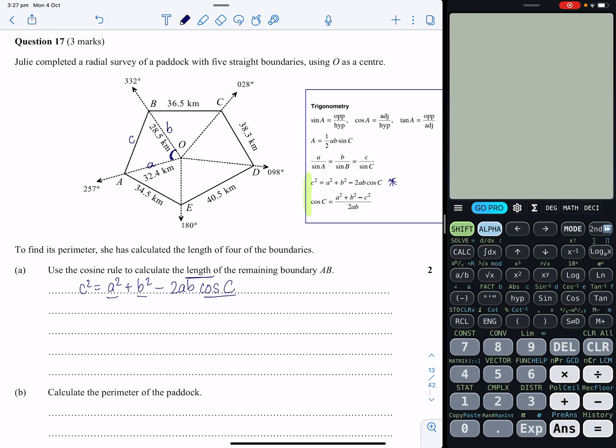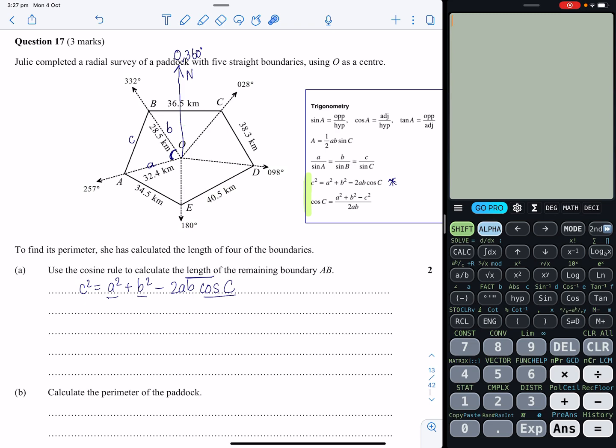Now, we don't know that angle, but we're given bearings information. Our north bearing is straight up here at 0, 360, right? So it starts at 0 and it comes all the way around to 360. You'll notice that from here to here, it's 28 degrees. From here all the way around, it's 98 degrees. That's what bearings are. It goes all the way around. This one here is 180, this one here is 257, and this one here is 332, and all the way around is 360.